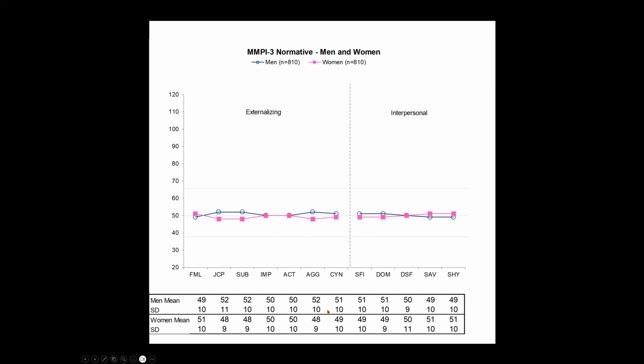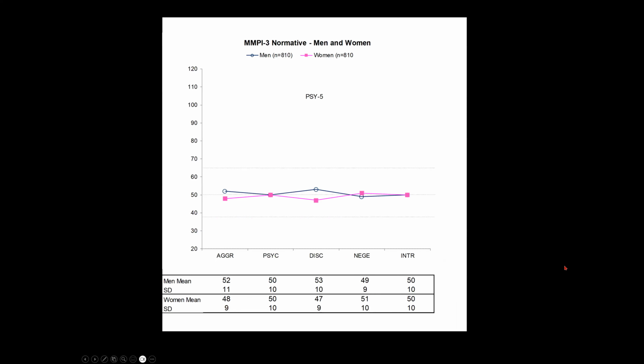And of course, the standard deviations are going to be at or about 10 because this is the normative sample. And so this is the sample that was used to derive T-scores, which for the combined gender sample all have a mean of 50 and a standard deviation of 10. And then finally, this is the one exception where we see a difference of 6 T-score points between men and women on the disconstraint scale.